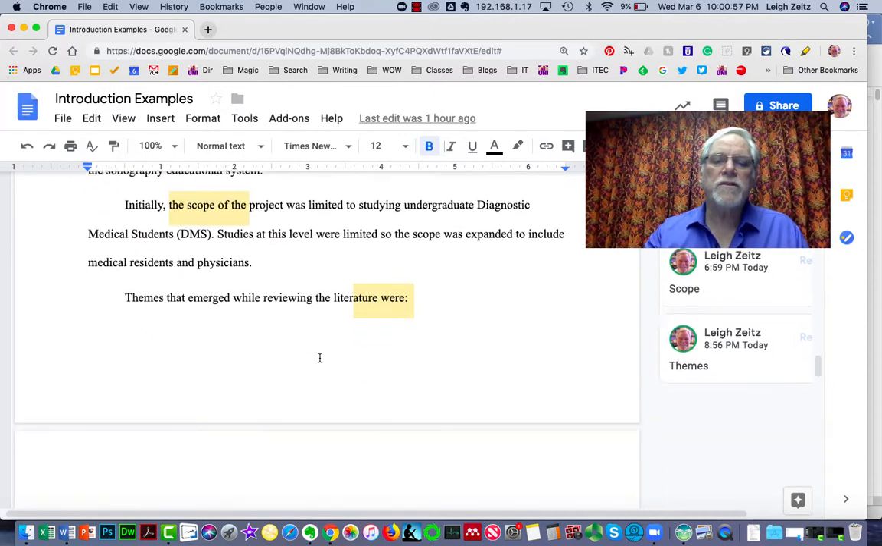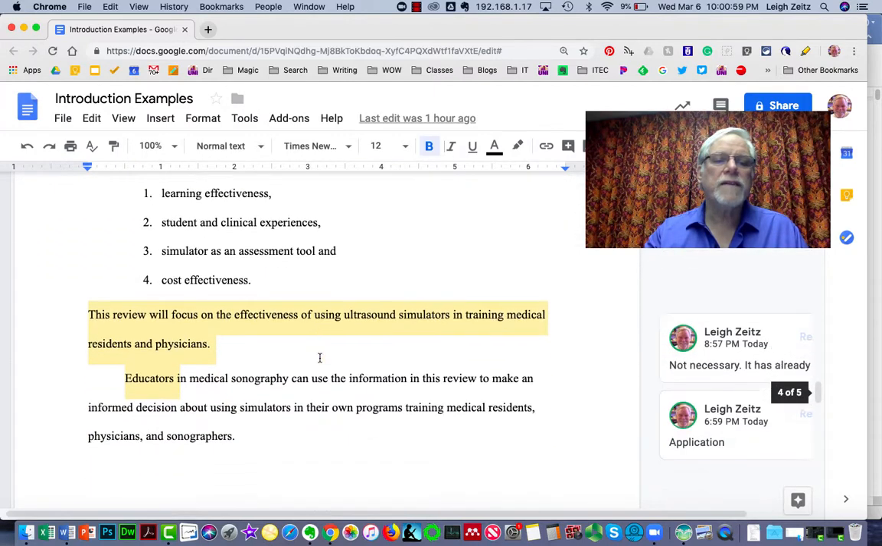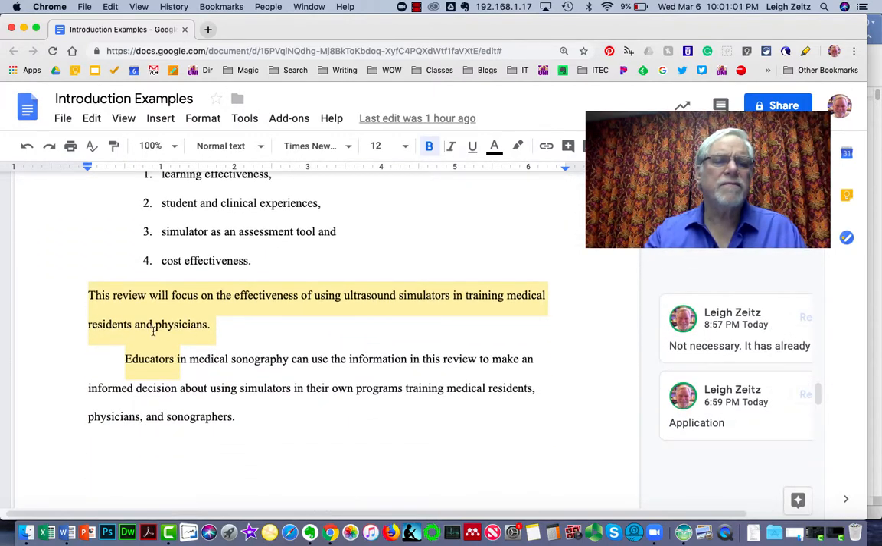Now we get into the themes, and then finally, this sentence right here probably isn't that important, but they use this as a close for the introduction. And closes are good. So we've gone over this. I've talked about the 7 elements, and I went through and showed you a couple examples.